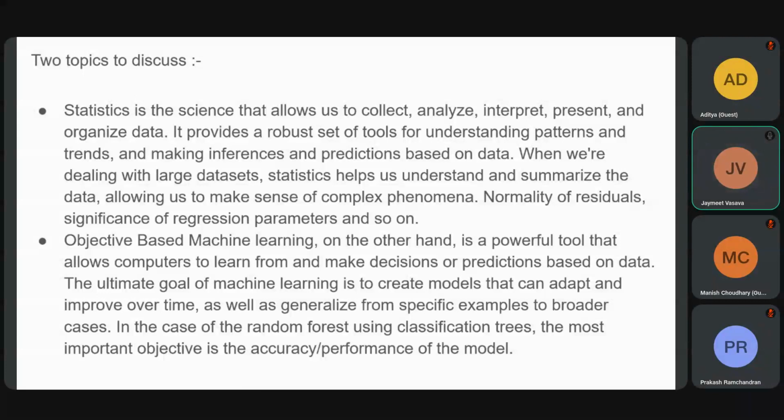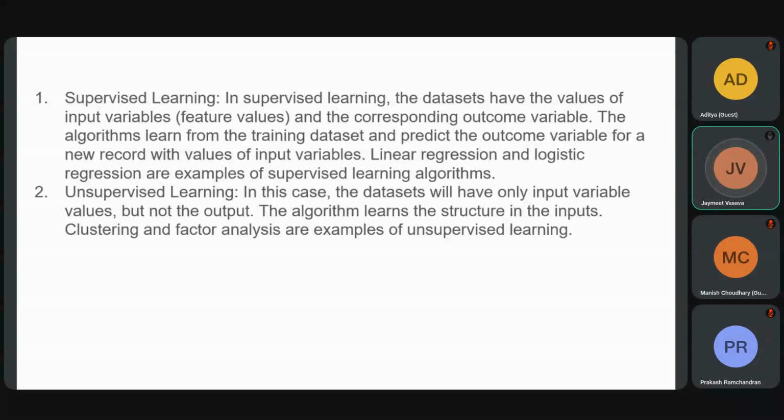In the case of a random forest using classification trees, the most important objective is the accuracy or performance of the model. Two of the topics that we have already discussed are supervised and unsupervised learning. In supervised learning, we have the output variable, which we have to predict with the help of the input variables or the feature variables or the values that we already have.